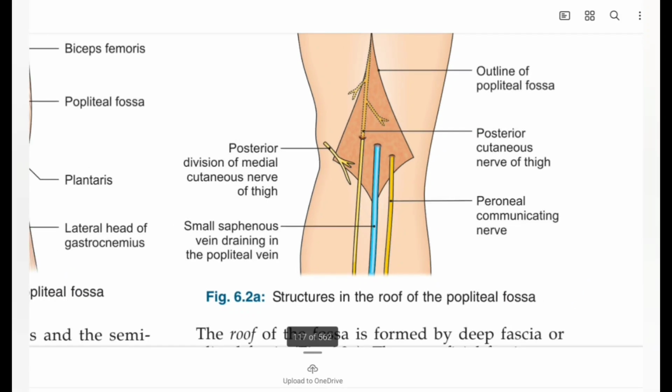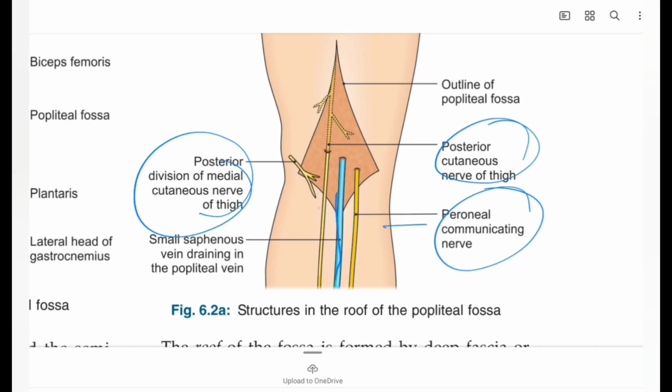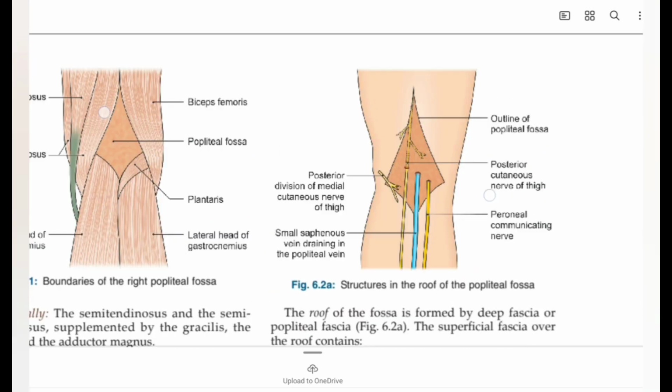The same diagrammatic structure you can see here. So peroneal is also known as sural cutaneous nerve. That's the same thing, right? So this is very clear here.